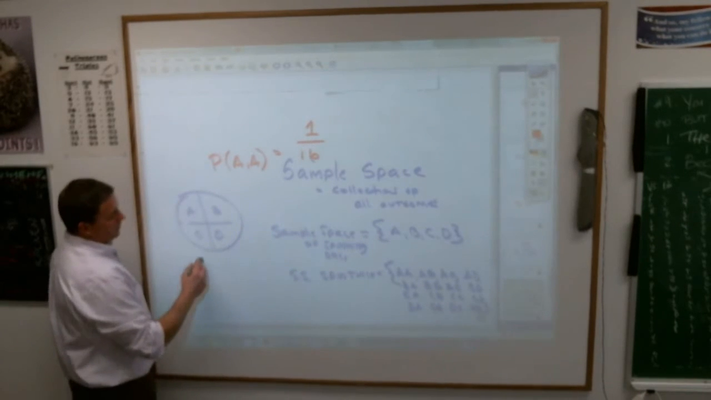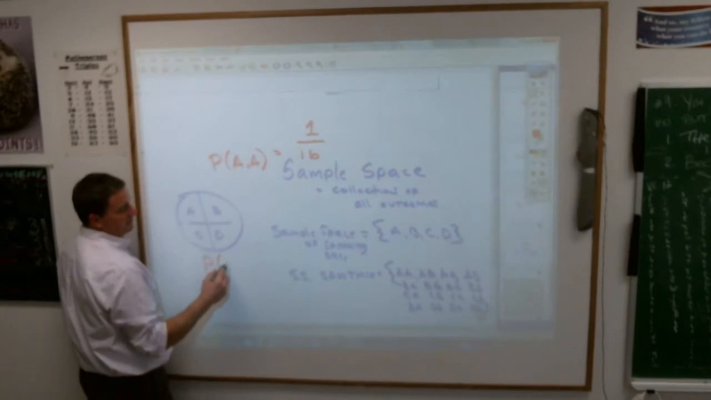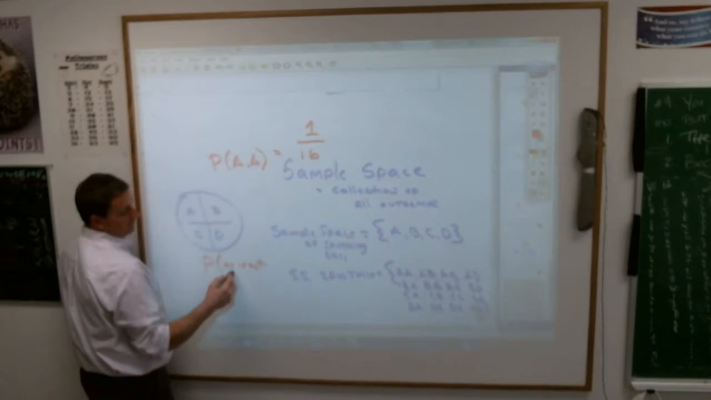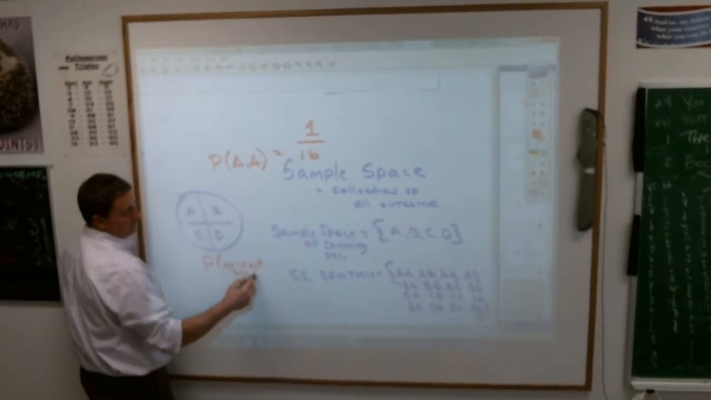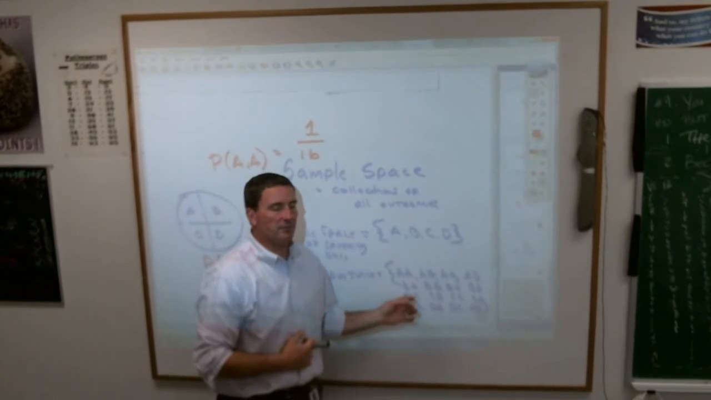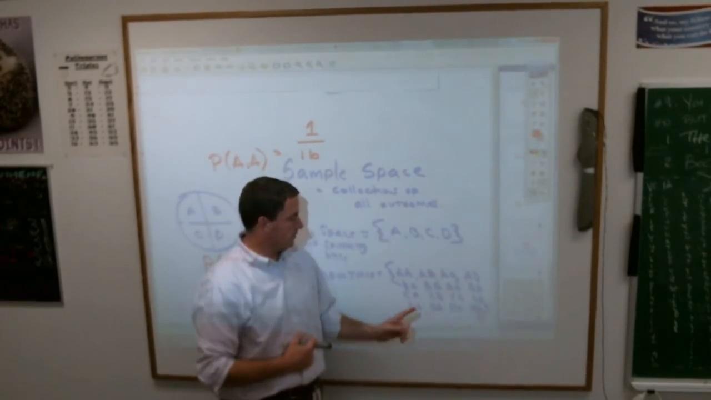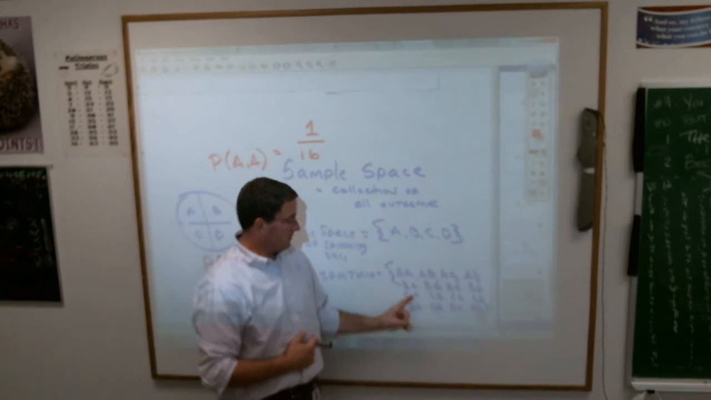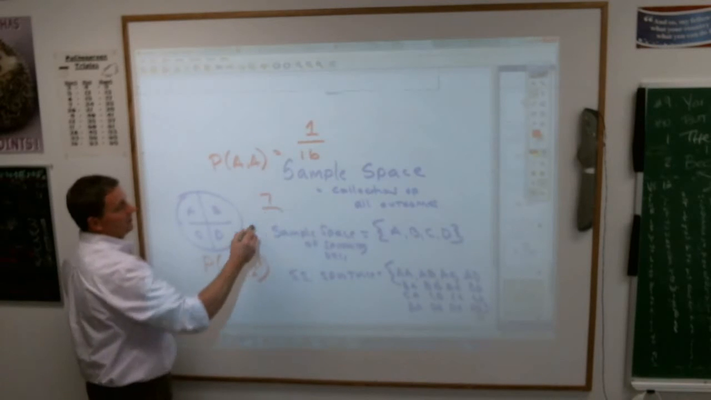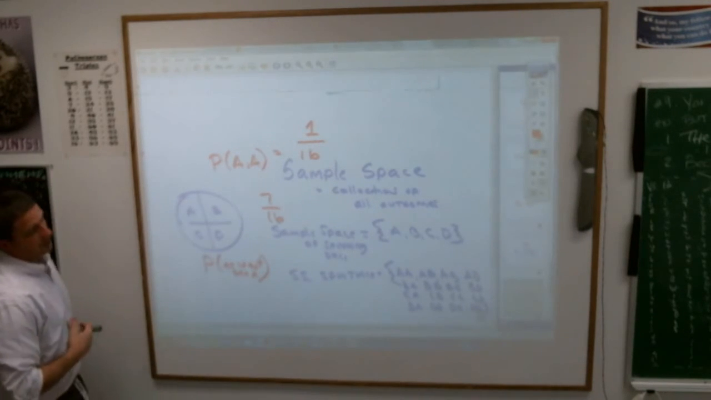What if I asked you this? What would be the probability of spinning at least one A in 2 spins? So you look at your sample space, and how many of them have at least one A in them? 1, 2, 3, 4, 5, 6, 7. 7 of my spins have at least one A out of how many? 16. The odds are pretty good.